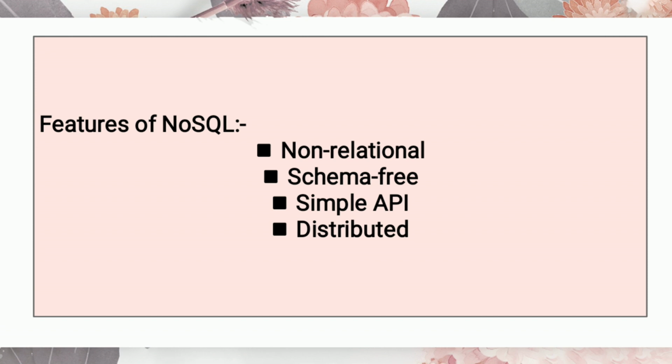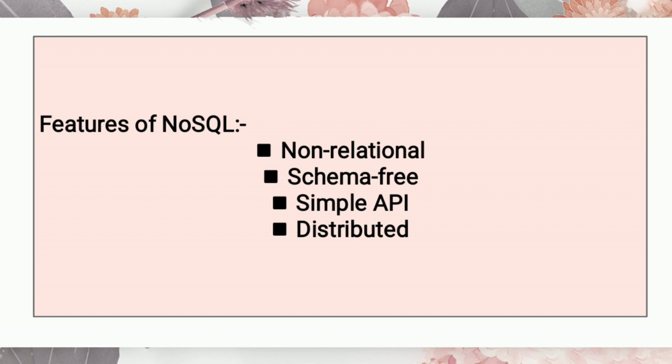Second feature, schema-free. NoSQL databases are either schema-free or have relaxed schemas. They do not require any sort of definition of the schema of the data. They offer heterogeneous structures of data in the same domain. Third one is simple API. It offers easy-to-use interfaces for storage and querying of data. APIs allow low-level data manipulation and selection methods.